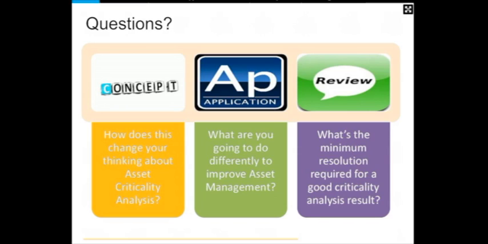So as you leave here today, as you go about your business, the things that I would like to leave you with before we begin to answer your questions is, how does this change your thinking about asset criticality analysis? What needs to change within your current protocols, or if this is the first time you're learning about asset criticality analysis, what are your takeaways to make sure that you've got the right clarity to make informed decisions? What are you going to do differently to improve asset management based on the application of criticality analysis? And then, I just want to make sure everybody's thinking about, before you leave here today, what's the minimum resolution required for a good criticality analysis result?